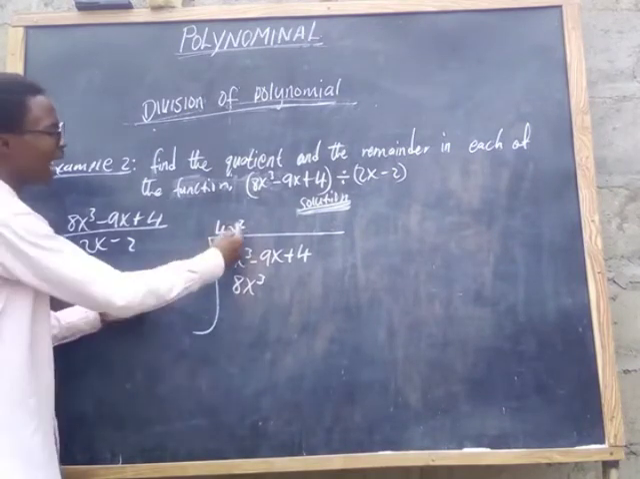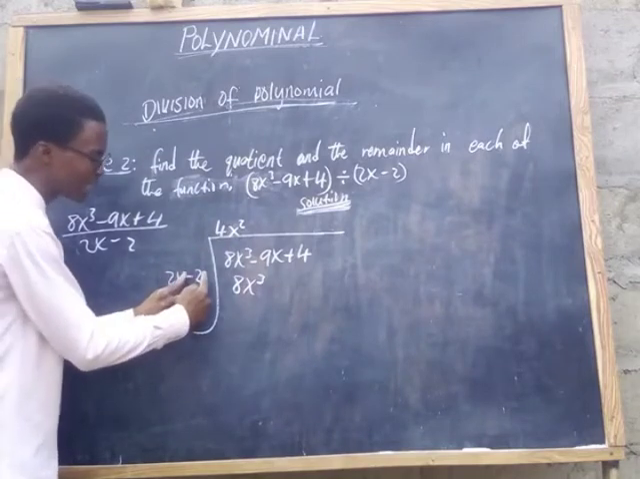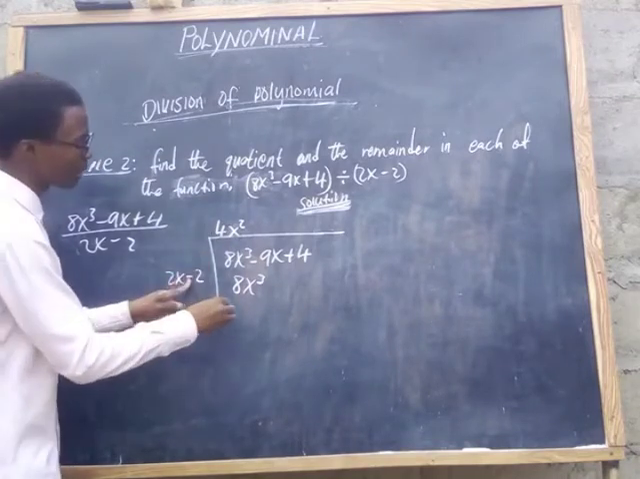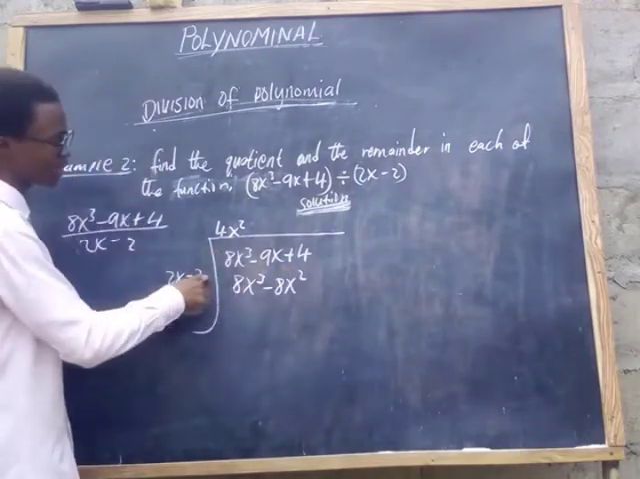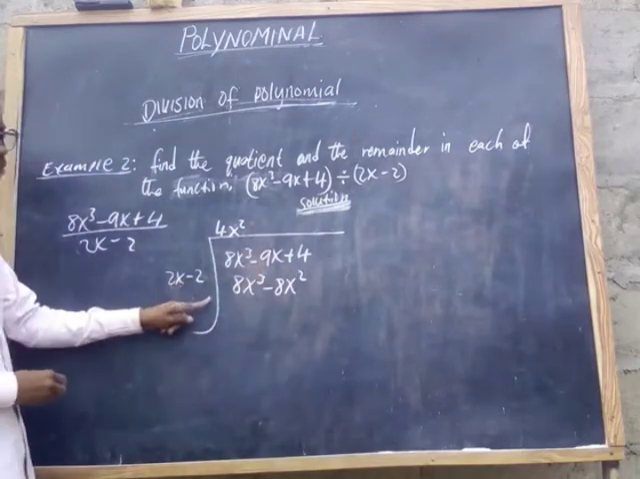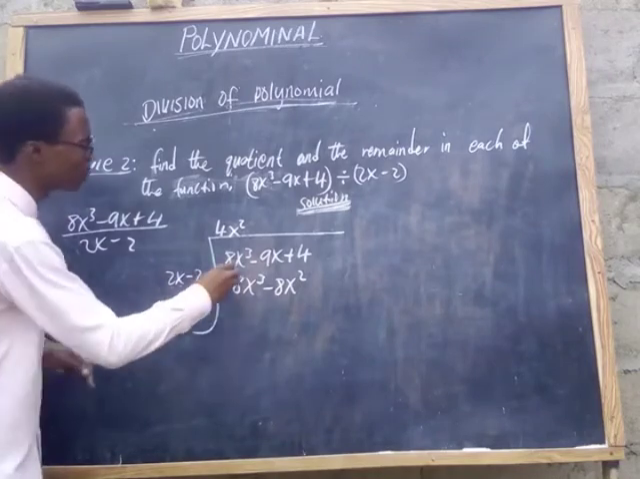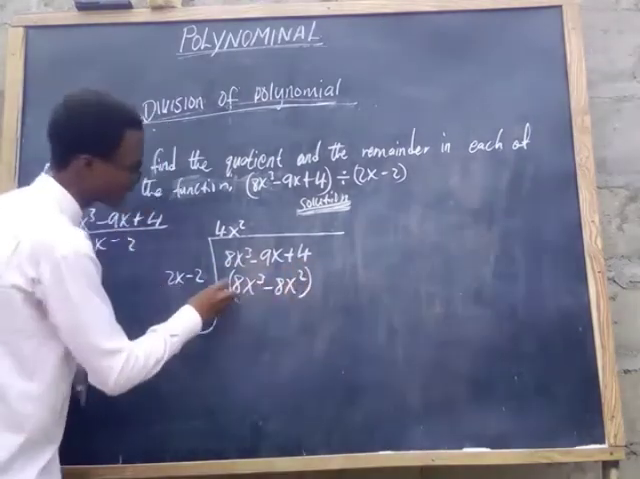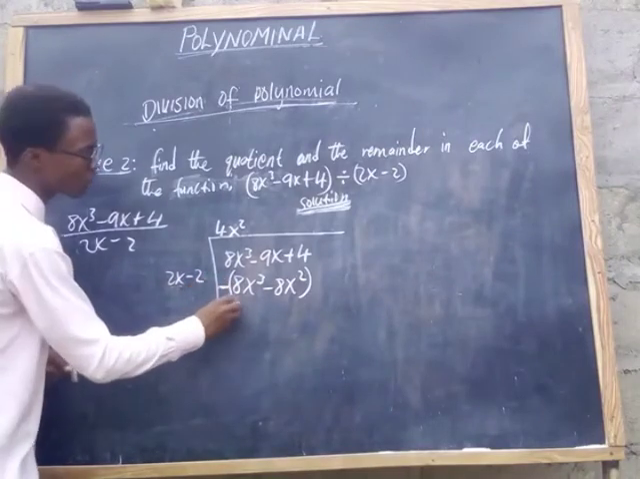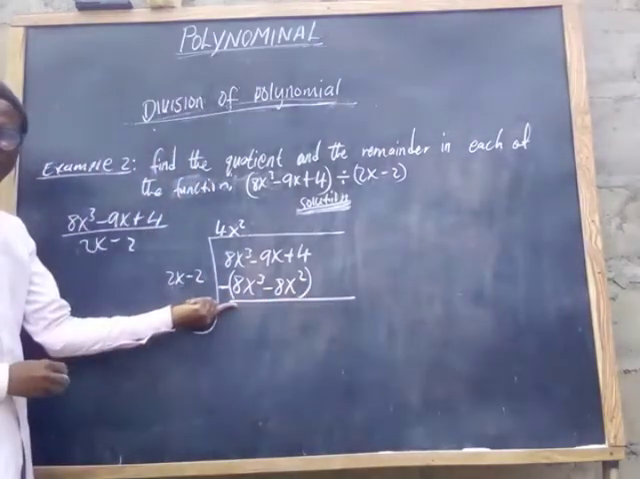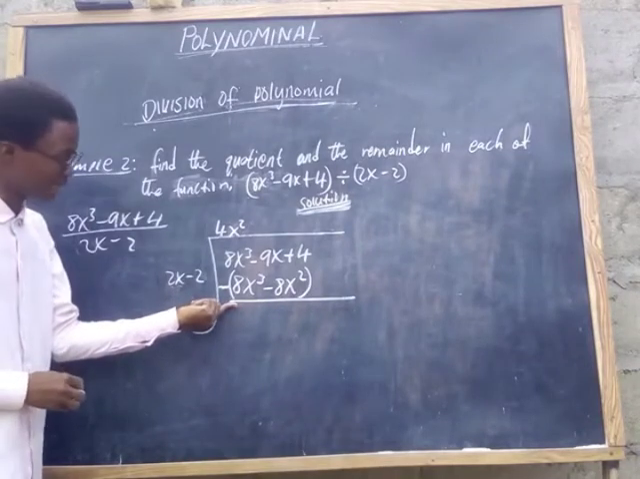Now after you have multiplied for this, you multiply for this again with its sign. So 4 times minus 2 is minus 8x squared. Remember there's no x, so you just write x squared. Now what are we going to do? The same thing again, we put brackets and introduce a negative sign, meaning minus. Then we underline.